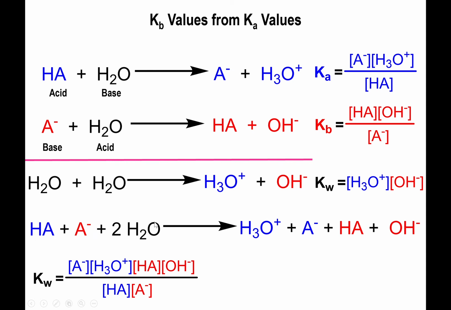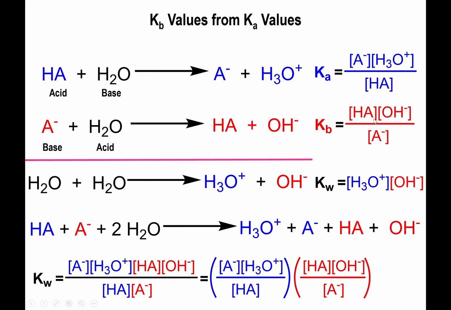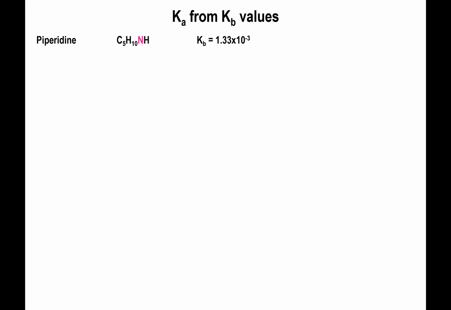And right now I'm not including the waters, which are liquids, right? So what you can see is that here I color coded it quite nicely. You have A minus times hydronium over HA. Well, that's actually the Ka expression. And over here you have HA times hydroxide divided by A minus. That's the Kb expression. So quite simply stated, Kw equals Ka times Kb. This is an expression that you might actually use in the future to solve some problems.